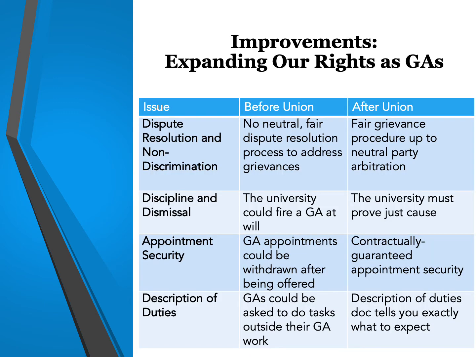Not only have we secured meaningful and significant financial and material gains through our collective bargaining agreement, we have also expanded the workplace rights that GAs have as employees of the university. That includes having a fair grievance procedure that goes up to mutual party arbitration, protection for GAs who are involved in discipline and dismissal, appointment security with the contracts that we sign each year, and getting a description of duties document that tells GAs exactly what to expect in your work that semester.